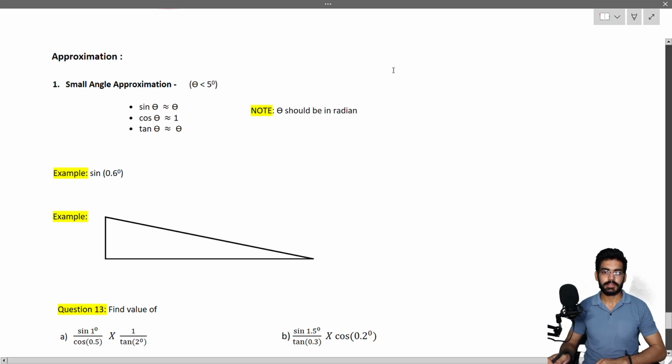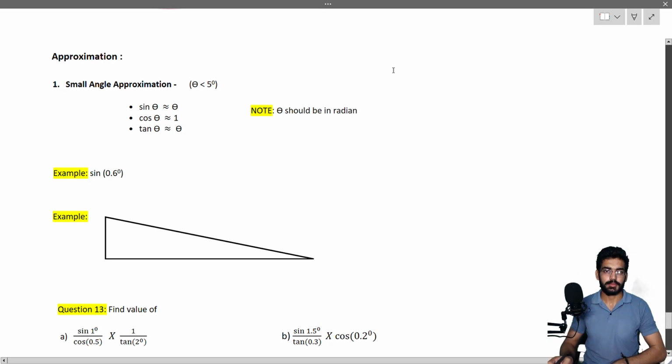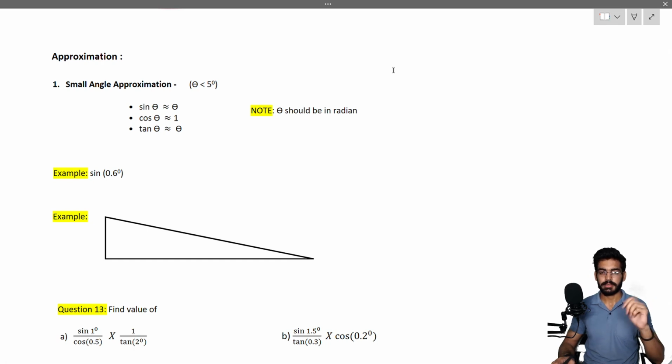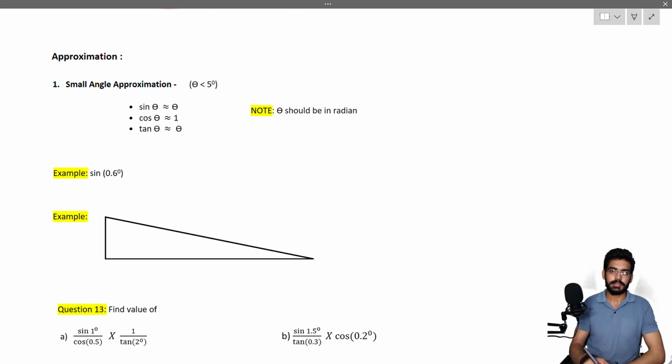So now we are going to start with our next topic, which is small angle approximation. Then we are going to see a topic a little bit different from trigonometry, that is binomial approximation. So let's first focus on the small angle approximation. I am saying here that if the angle is less than 5 degrees, then we can apply the small angle approximation.